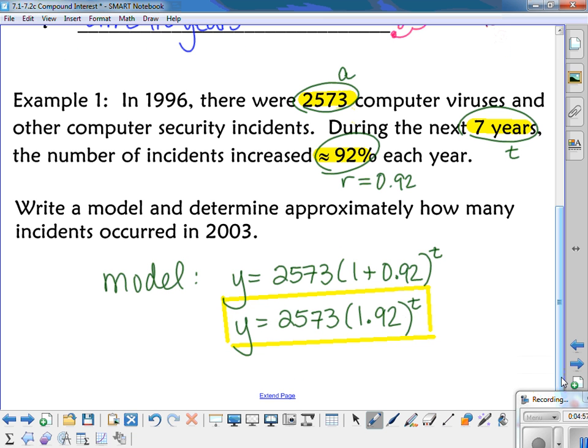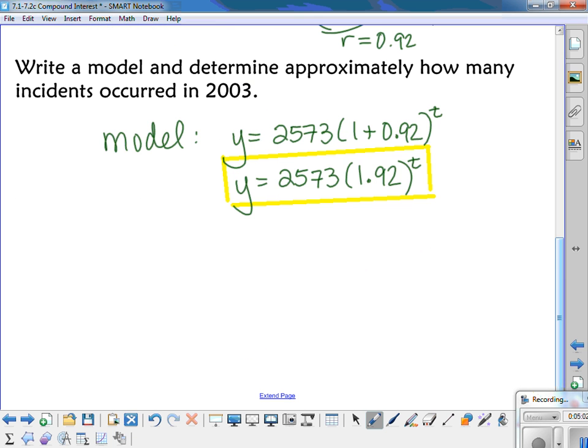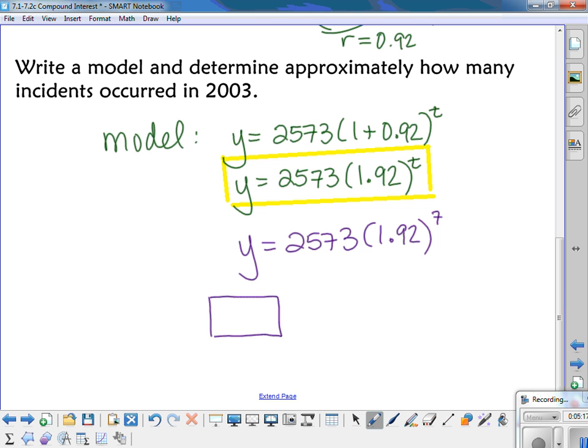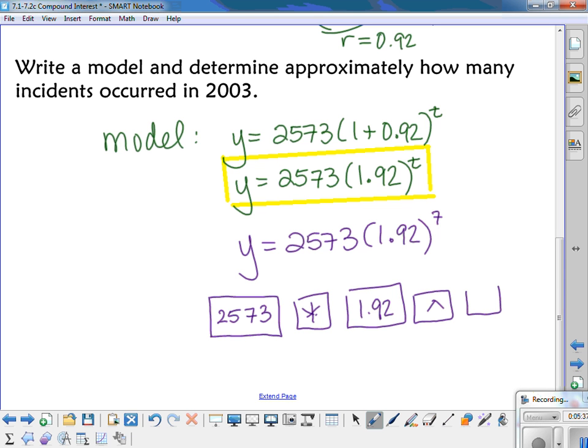And then to find out how many occurred in 2003, that was 7 years later. So you just plug the 7 into the model. So y would equal 2,573 times 1.92 to the 7th power. In a calculator, most calculators these days, unless you have a single line calculator, but if you have one of the 2-line scientifics, you can usually just put it in exactly as you write it down. 2573 times 1.92, and then we raise that to the 7th power using the caret button.